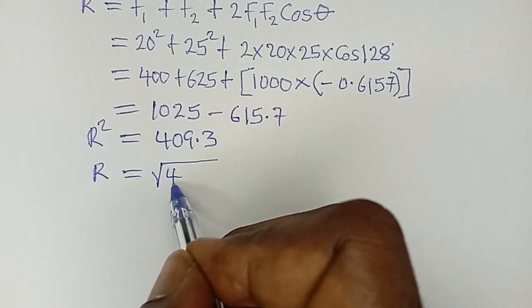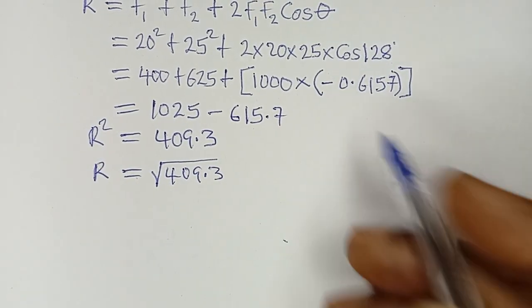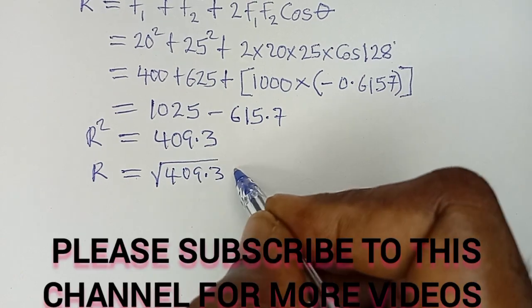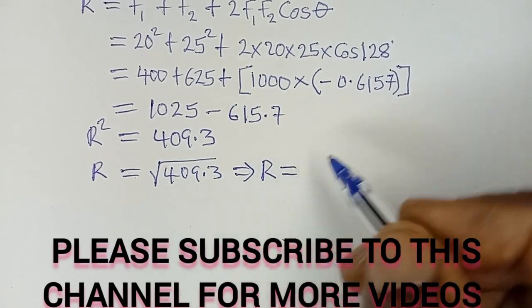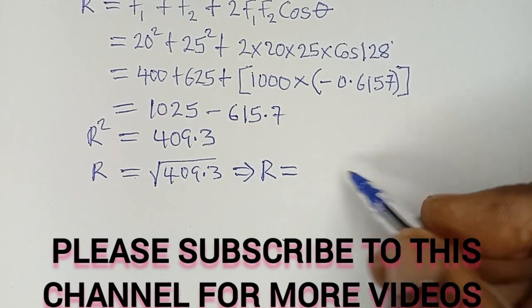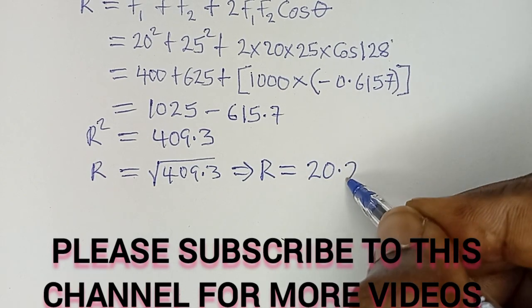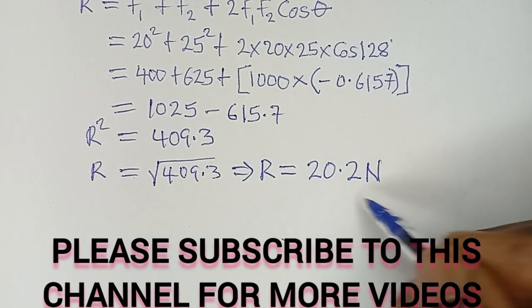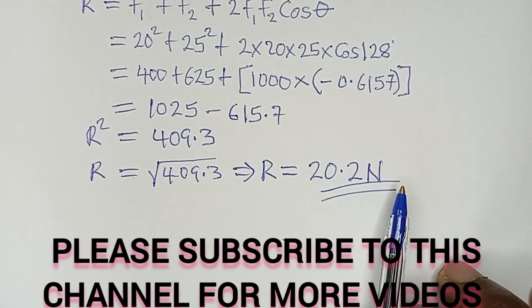So the square root of 409.3 will finally give me the value of R as equal to 20.2. So I have 20.2 Newton. And this is the resultant of the forces as the final answer.